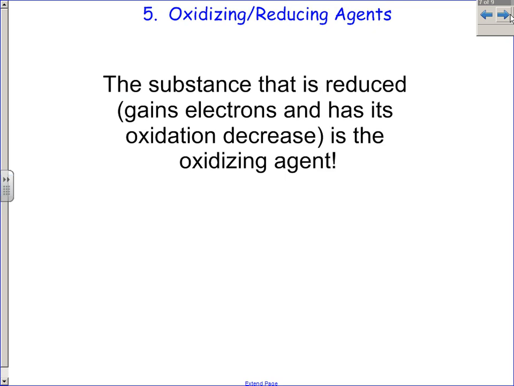Next thing, oxidizing and reducing agents. Remember the substance that is reduced, and remember, you are reduced when you gain electrons, or you're reduced when your oxidation number decreases. You can look at that from any point of view. They both are the same thing. Whatever is reduced, that is your oxidizing agent. And then your reducing agent would be the exact opposite.